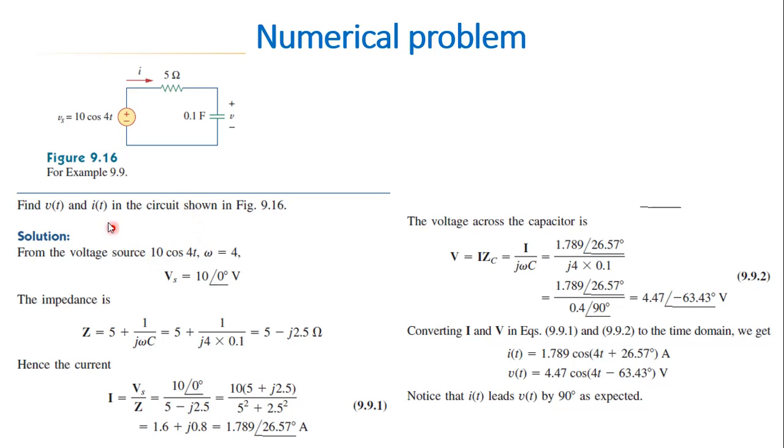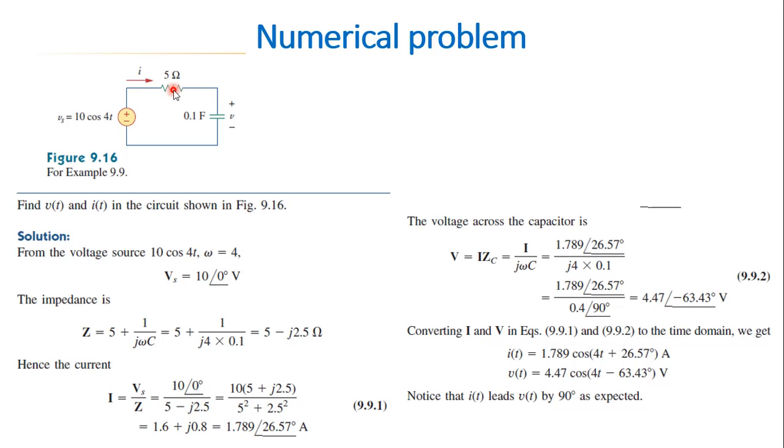Let us first write the source voltage. Given is Vs equal to 10 cos 4t. From this we can write omega is equal to 4, and this voltage source can be represented in phasor form as 10 angle 0 volts, because there is no angle given, so it is taken as 0. Before finding the voltage and current, we have to find the total impedance of this circuit.